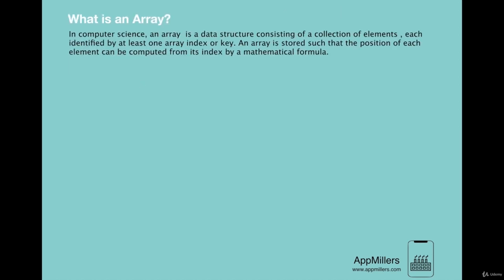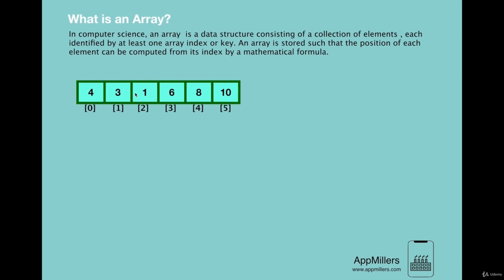In computer science, an array is a data structure consisting of a collection of elements, each identified by at least one array index or key. An array is stored such that the position of each element can be computed from its index by a mathematical formula. So here we have a collection of integers, each of them identified by an array index. Based on these indexes, we can find any element and do any mathematical calculations on them.